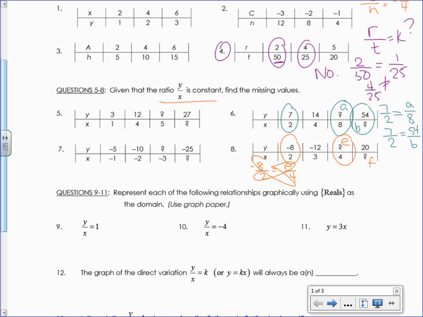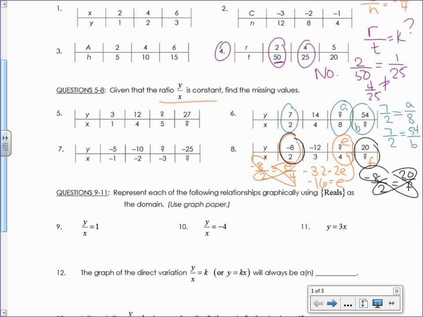Don't forget this negative sign. You get -32 is equal to 2e. So -16 is equal to e. So that's what goes up here. And then we can do it again for f. I know that when I do -8 over 2, that should give me the same thing as when I do 20 over f.